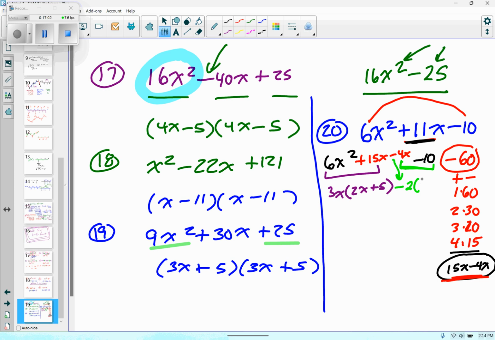If I factor 2 out of 4, I'm left with a 2, and there's x. If I factor 2 out of 10, what do I have left? 2 times what gives me 10? 5. Notice the signs changed. Agree?